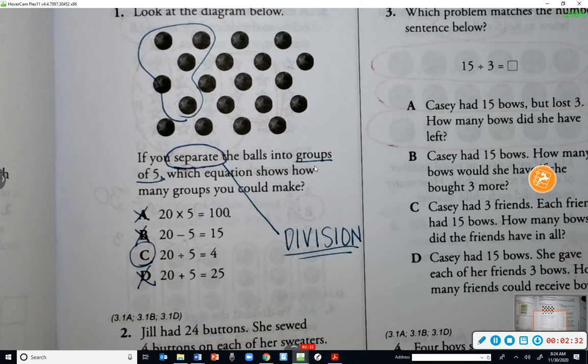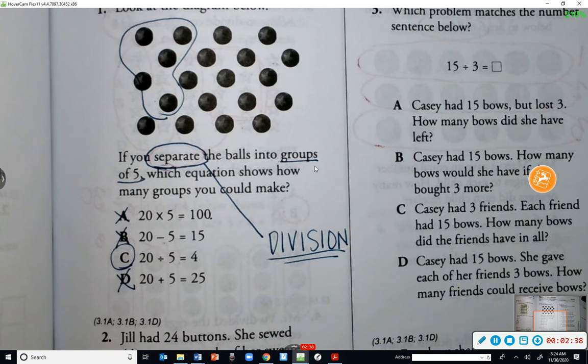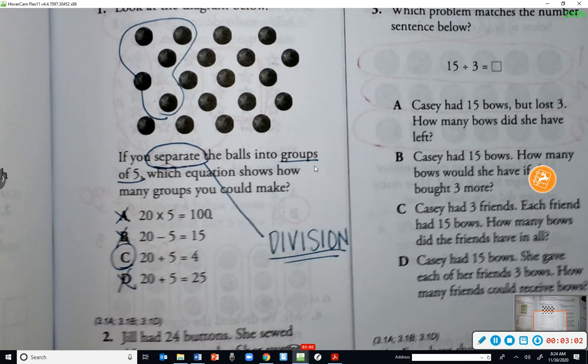You just weren't able to tell me what separate means? Then how'd you get your answer? How'd you know that it was division? Allie? So I circled 5 of them equally, and it equals 4. Oh, okay. So you just worked it out, and that helped you figure out the answer choice. Good. Brandon? I did the same thing as Allie, circling groups of 5, and you got 4. Good. Well, that's division.